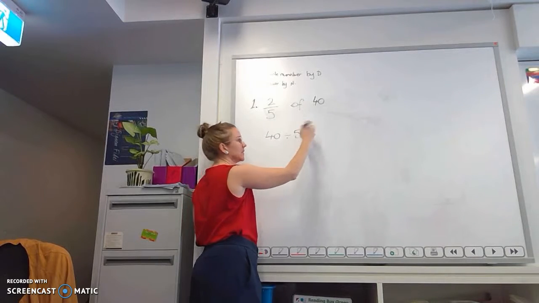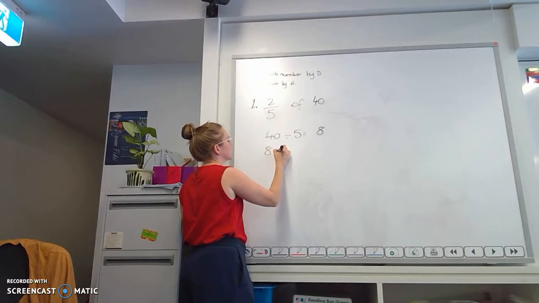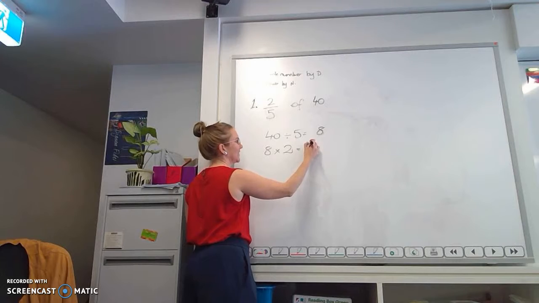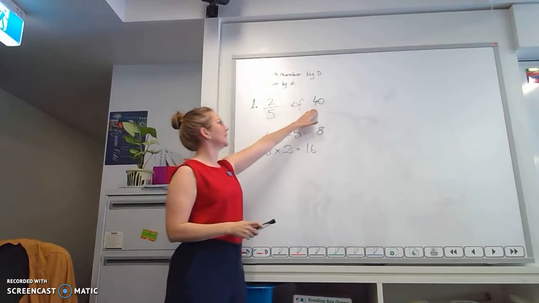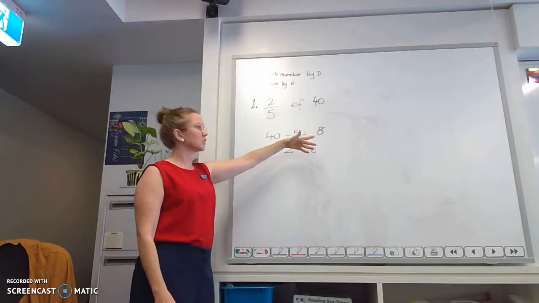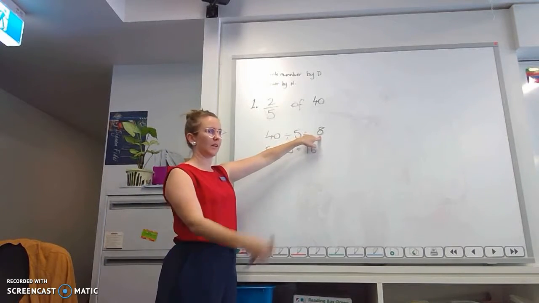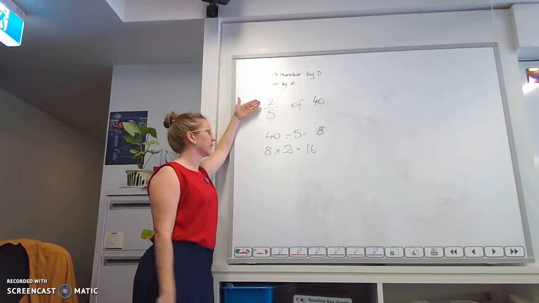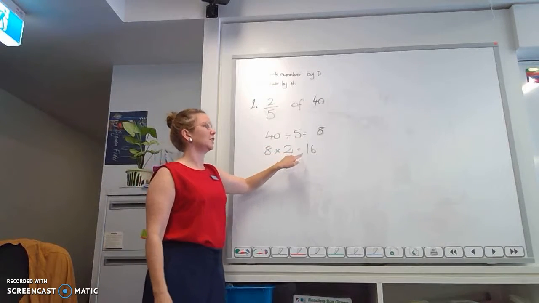40 divided by 5 is 8. And 8 times 2 is 16. Okay, let's just recap that. 40 divided by the denominator, in this case 5, equals 8. So what fraction does that represent? 1/5. Great answer. So my question's asked me to find 2/5, which is why I multiply it by 2 in this case. My answer times 2 equals 16.